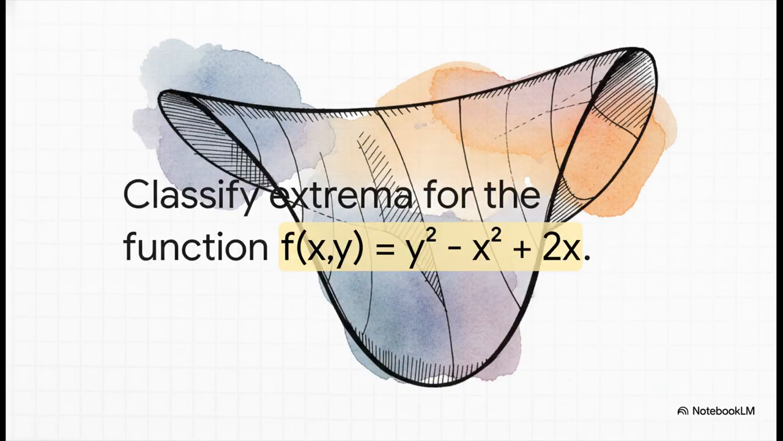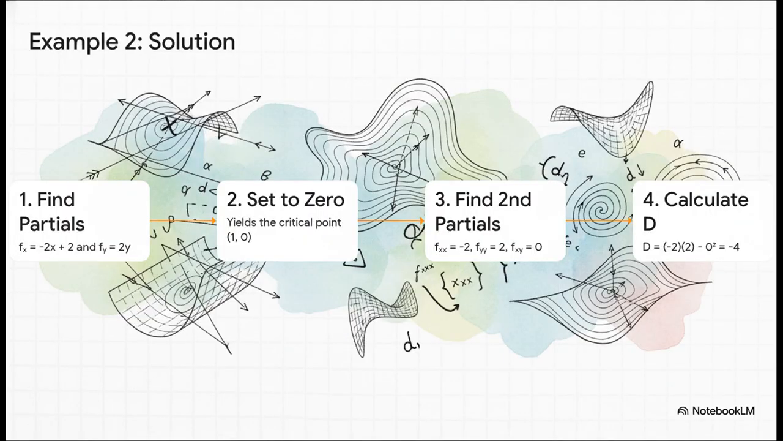All right, example number 2. Now, take a look at this one. See how you've got a positive y squared but a negative x squared? That kind of opposing behavior is a classic clue that we might just have a saddle point on our hands. And we just run the same playbook.